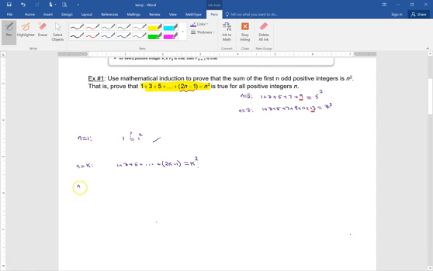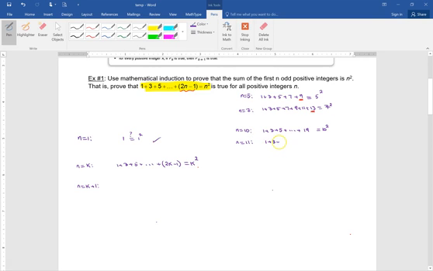Now, what about the case for n equals k plus 1? So, let's just explore a little bit more. Suppose n is equal to 10. What does the series look like? 1 plus 3 plus 5 plus ... What's the last number? 2 times 10 minus 1, 19. And that's supposed to equal what? 100, 10 squared.